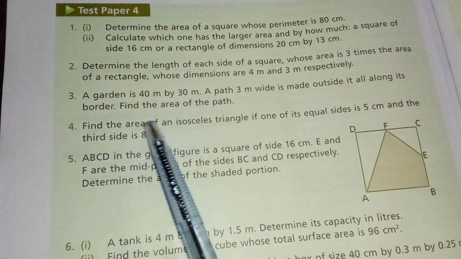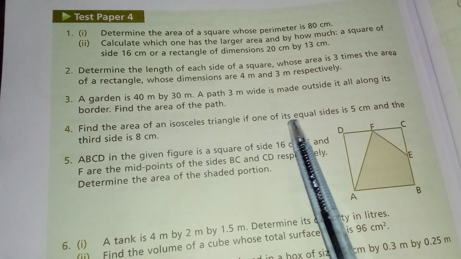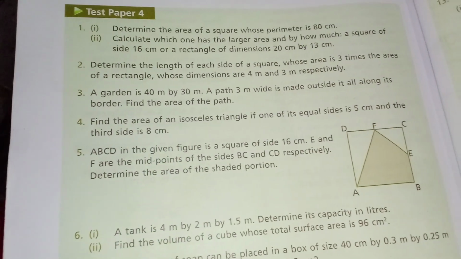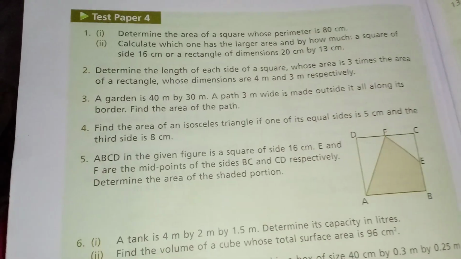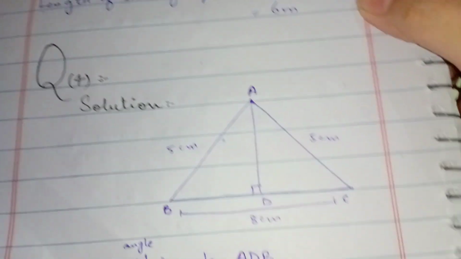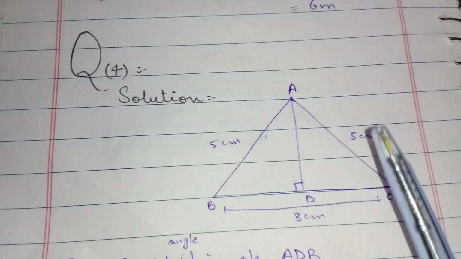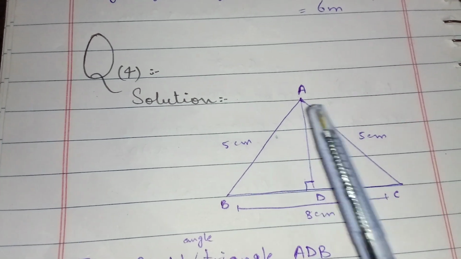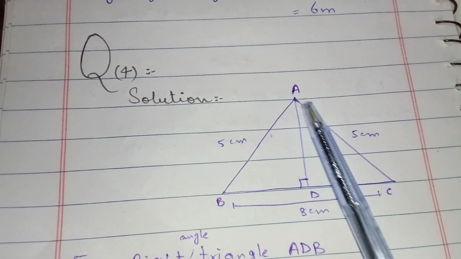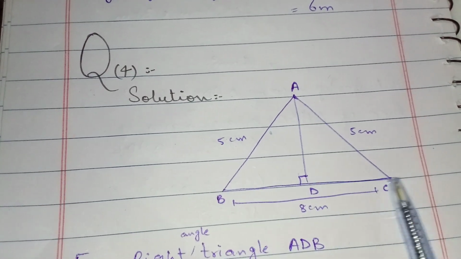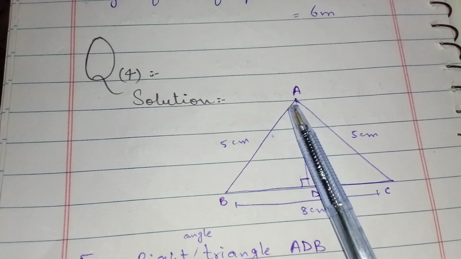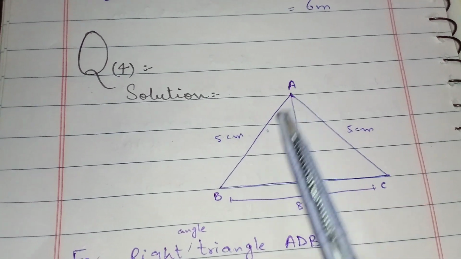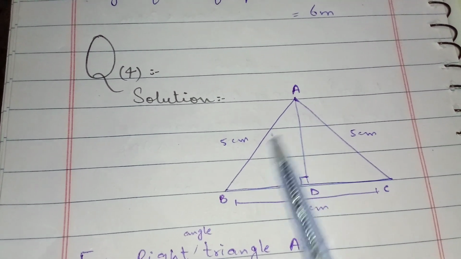Question number 4. Find the area of an isosceles triangle if one of its equal sides is 5 centimeter and the third side is 8 centimeter. The isosceles triangle is that triangle in which two sides are equal and the third side is different. So this is an isosceles triangle. We have to find the area of this triangle. This side is 5 centimeter and the other side is also 5 centimeter and the base is 8 centimeter. First of all, we have to find the area of this triangle, then the area of this triangle, then we have to add them to find the area of the whole triangle.